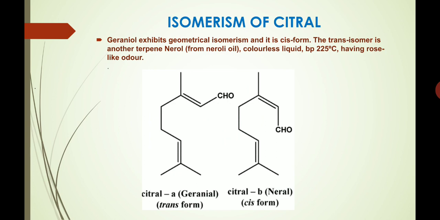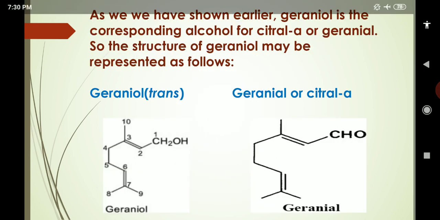Citral exhibits geometrical isomerism. The trans isomer is geranial and the cis isomer is another terpene, neral. The name is derived from neroli oil, a colorless liquid, boiling point 225 degrees centigrade, having a rose-like odor. So we can say that citral A is the trans form, and geraniol is the corresponding alcohol of this form, and citral B is the cis form, with nerol as its alcohol.